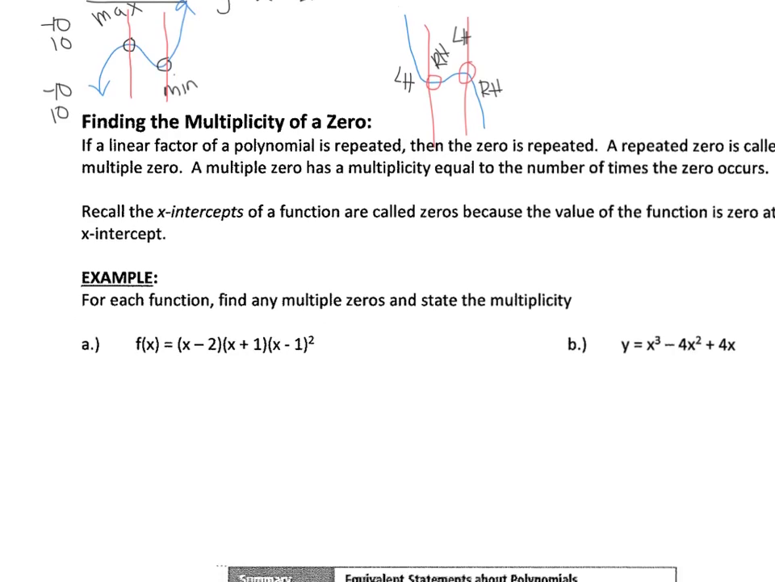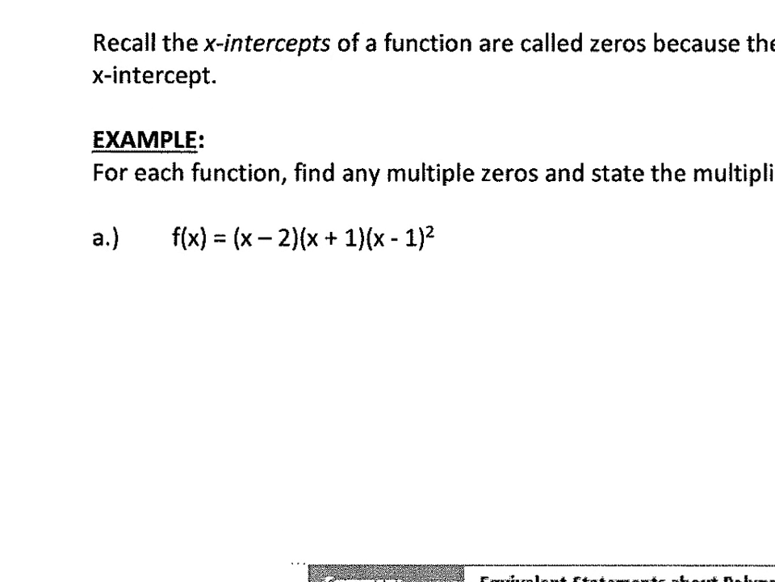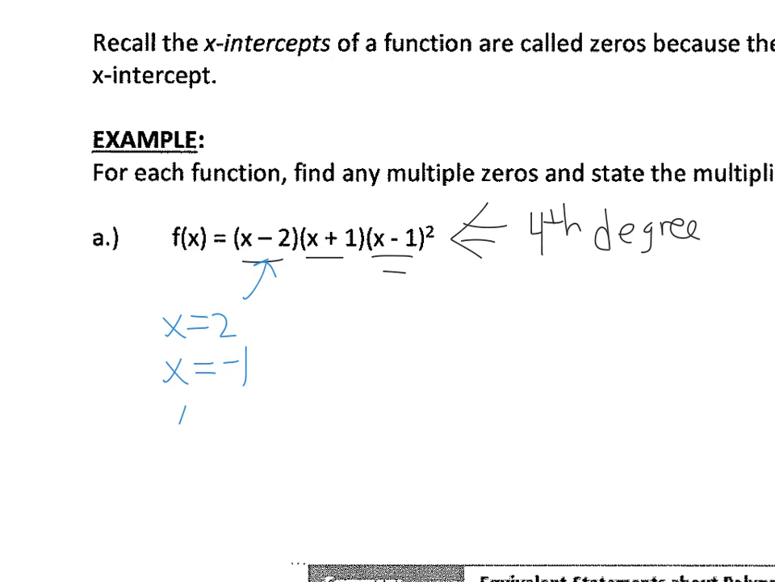So if you look at this first one, first of all, this is going to be a 1, 2, 3, 4. This is going to be a 4th degree polynomial. It's degree 4 because this part right here is degree 2. So the zeros are going to be at x equals 2, x equals -1, and x equals 1. The multiple zeros are the zeros that happen more than once. So there's a multiplicity of 2 right here. So x equals 1 has a multiplicity of 2.